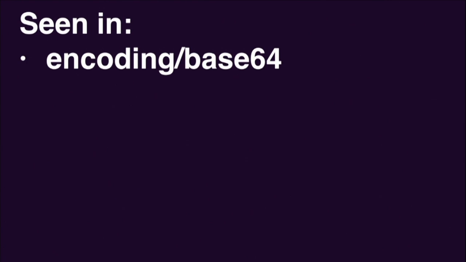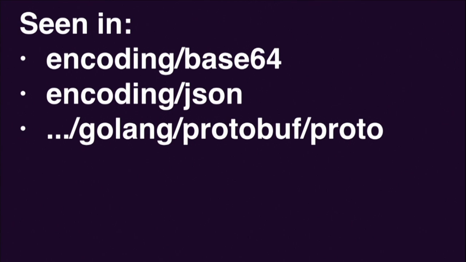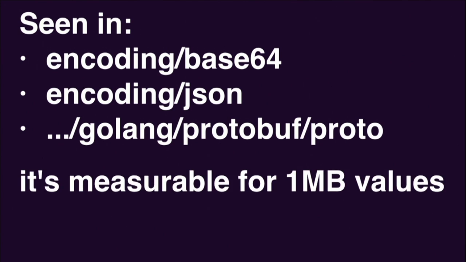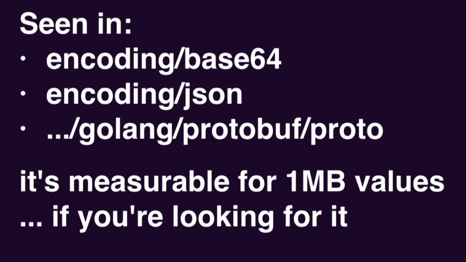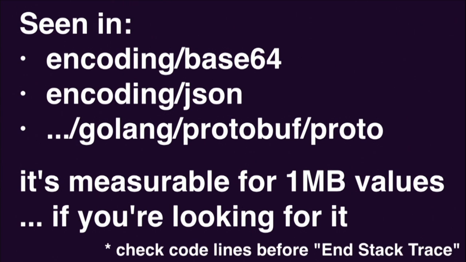If you use encoding Base64 or encoding JSON or protobuf, you might see this problem. You might see it with 1 megabyte chunks. One megabyte is a bunch, but this is exactly what was going on in that program. It was using those packages with that size and seeing this reduced throughput because of it. Maybe it affects you, maybe it matters. You can seek it out if you like, but if you don't already know it's a problem, maybe just wait.